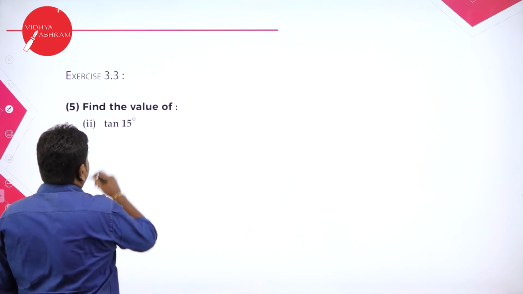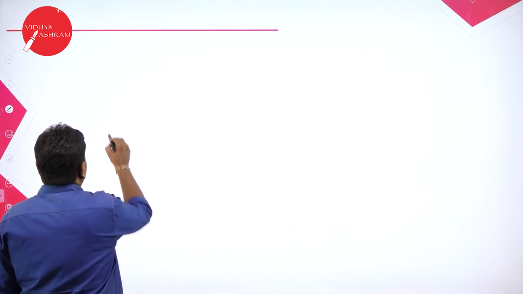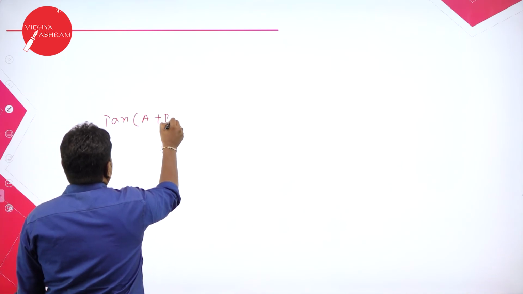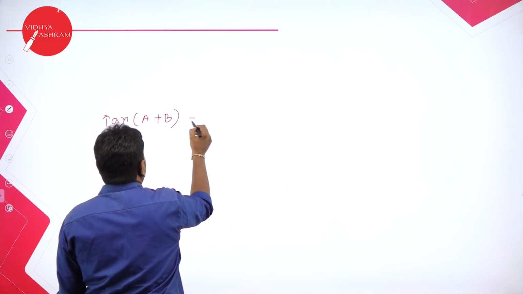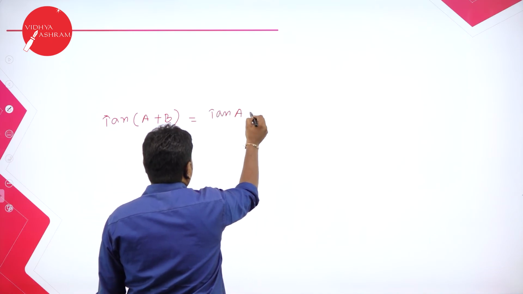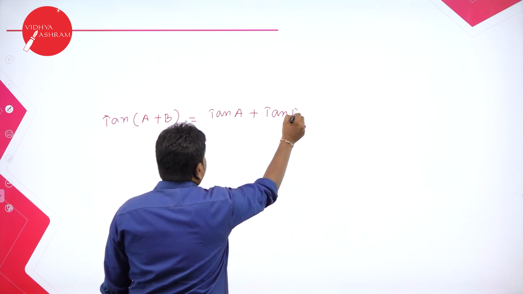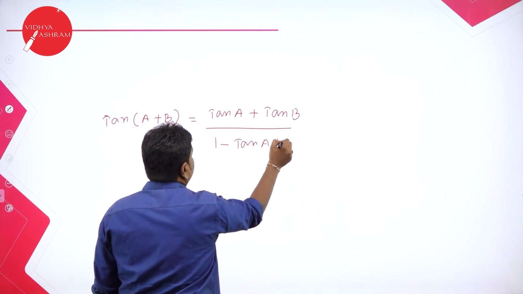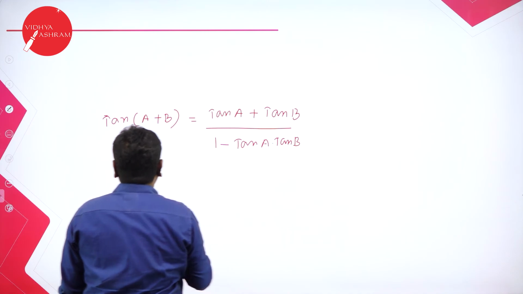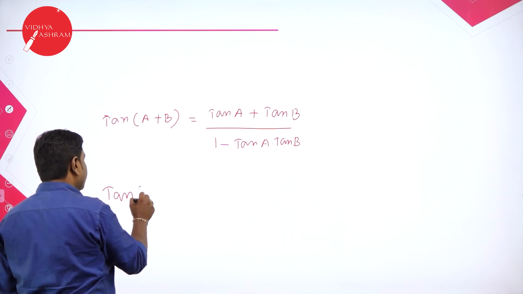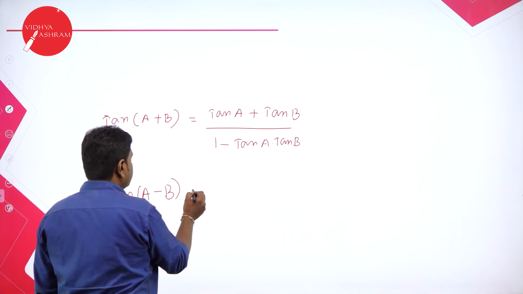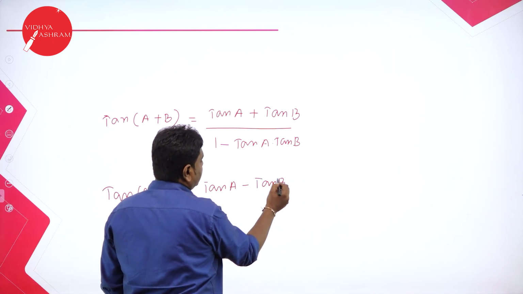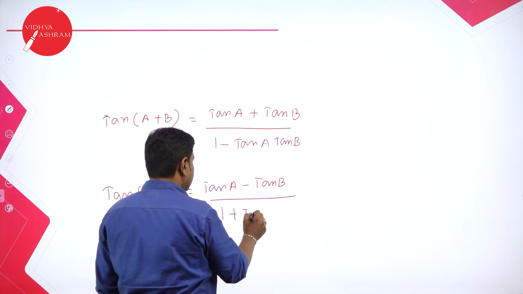Similarly, now we have the tan compound angle. What is tan of a plus b? Tan a plus tan b divided by 1 minus tan a into tan b. This is the formula for tan of the sum of angles. Similarly, tan of the difference of angles, tan of a minus b. Tan of a minus b is tan a minus tan b divided by 1 plus tan a into tan b.